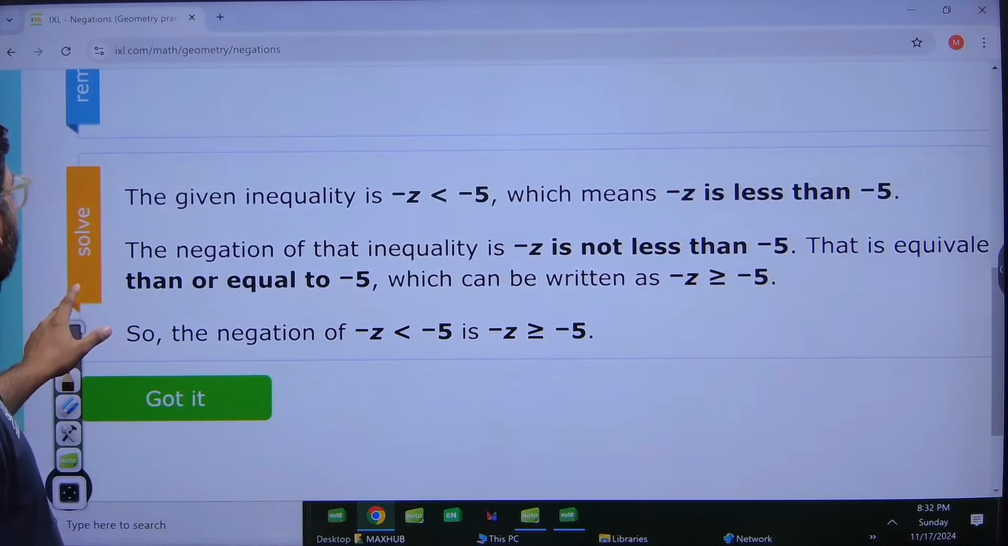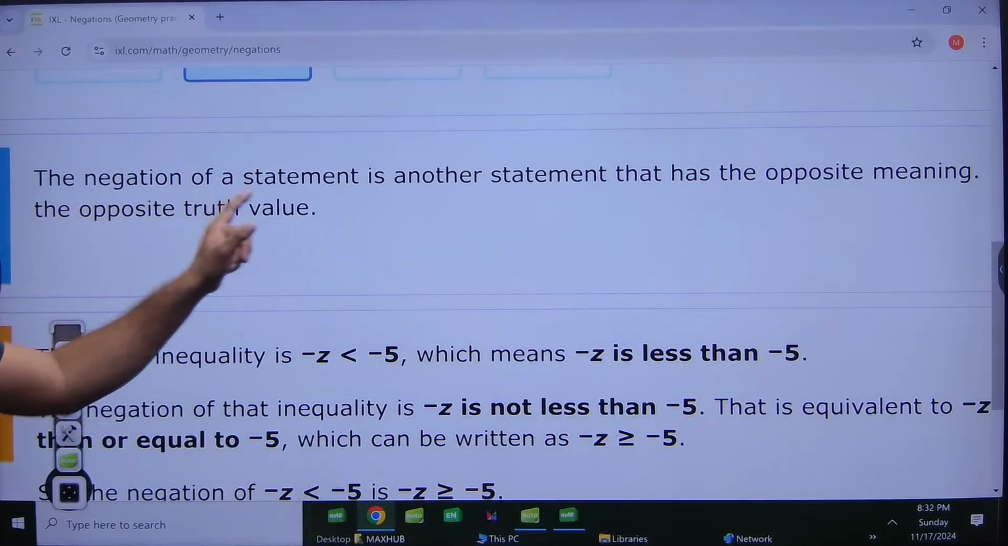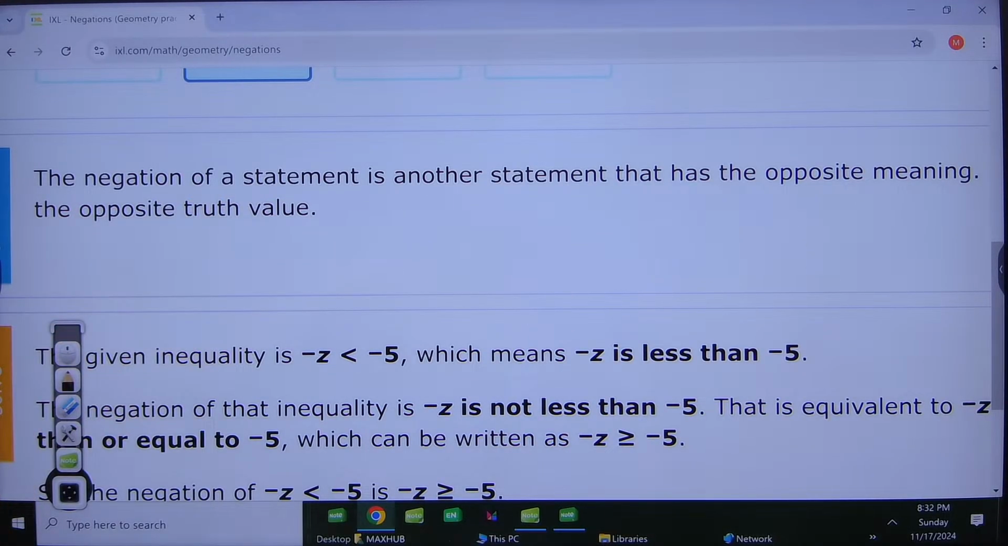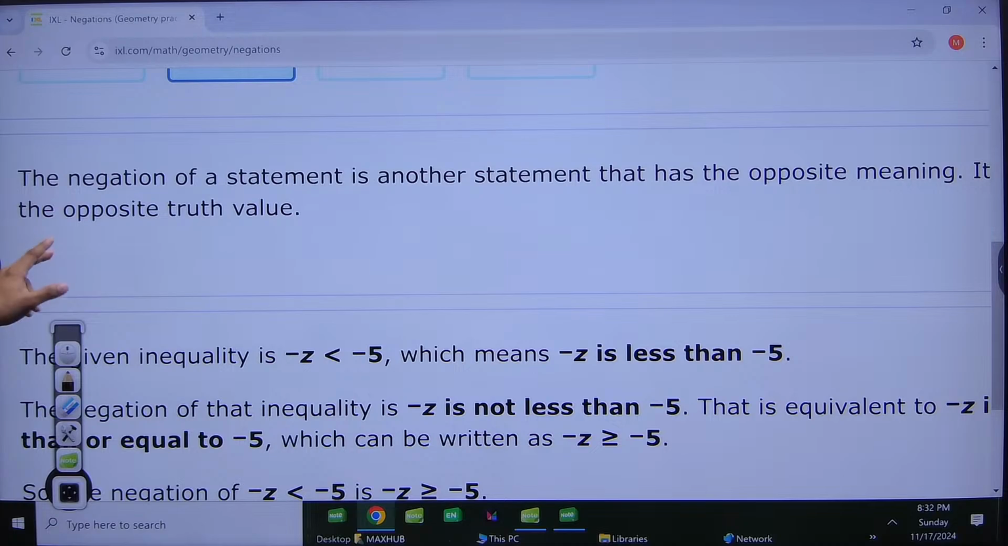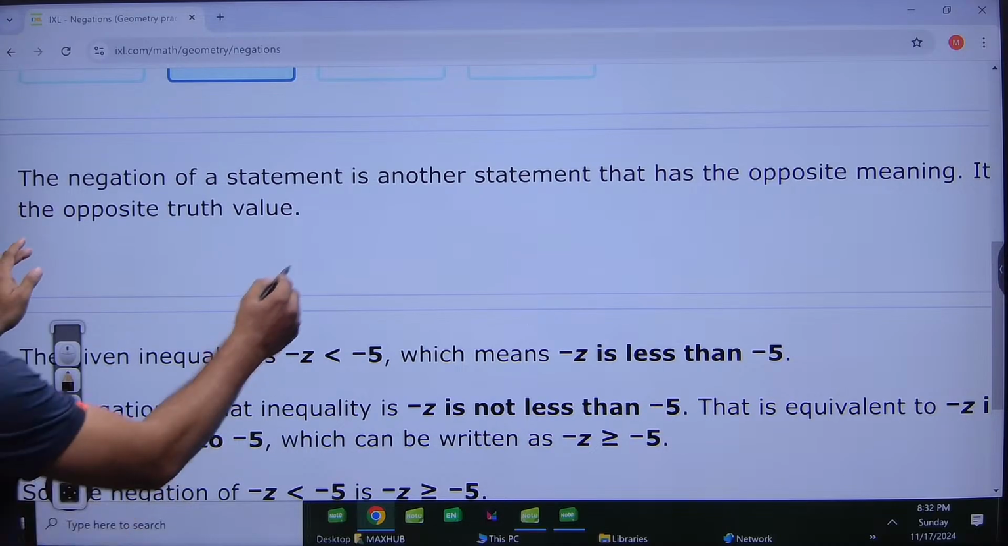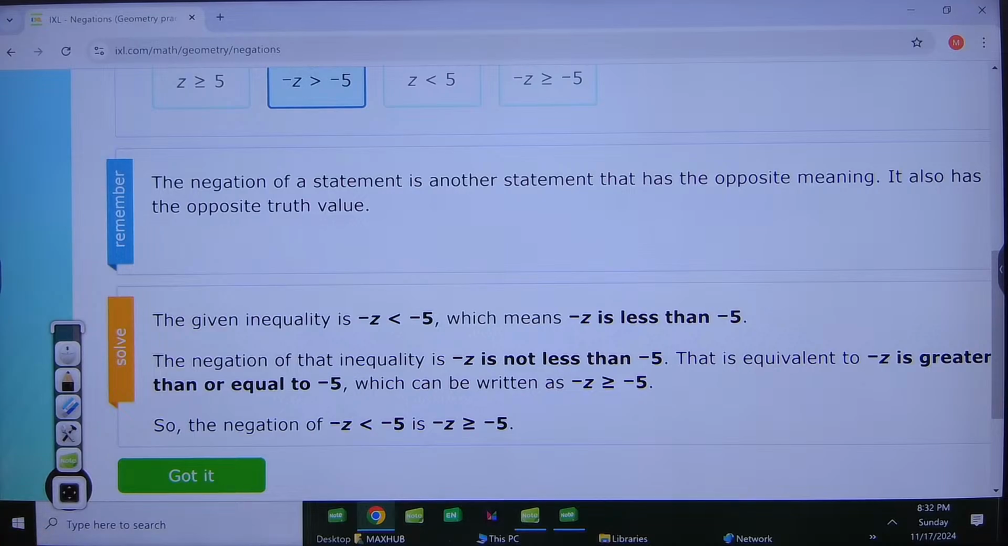Please write this definition. The negation of a statement is another statement that has the opposite meaning. It also has the opposite truth value. Please write this down. Is it visible? Okay.